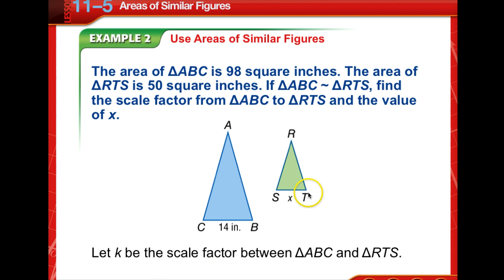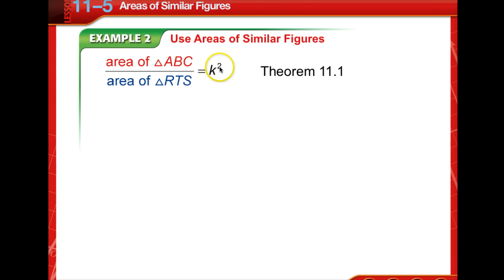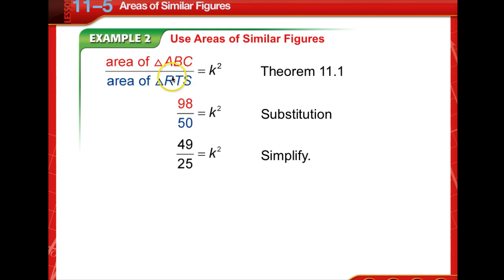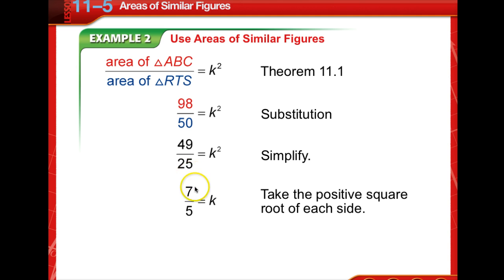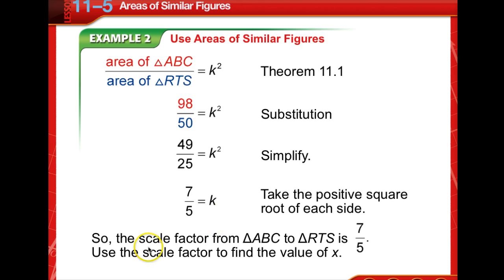So first of all, we don't know the scale factor, so let's let K represent the scale factor between these two triangles. And of course, if you remember, we have to square the scale factor. It's equal to the area of triangle ABC over the area of triangle RTS. We simplify 98 over 50 because, as you see, 2 goes into both of those numbers. Take the square root of both sides. So K is equal to 7/5. So the scale factor from ABC to RTS is 7 to 5.